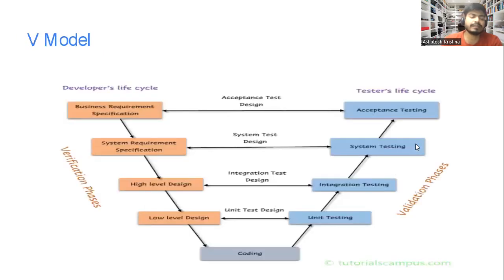The second question is: explain the V model. Basically, the V model is also called the verification and validation model, because in this model parallel deliverables exist. What is the meaning of parallel deliverable? It means two tasks are taking place at the same time.